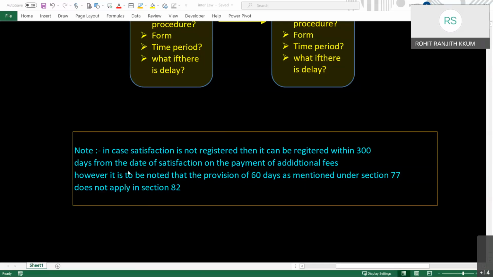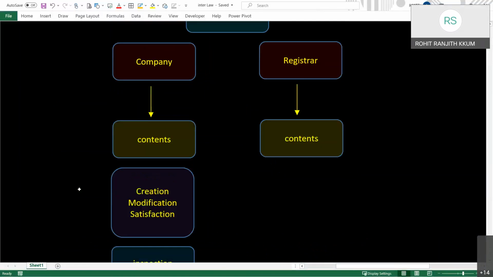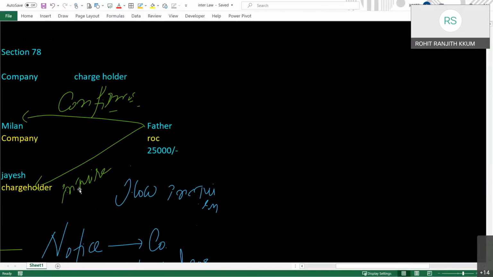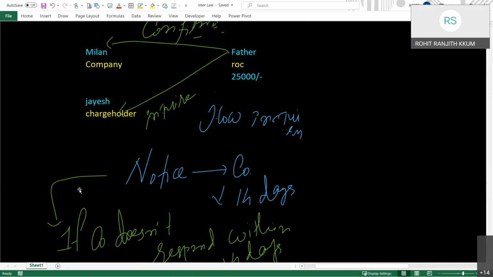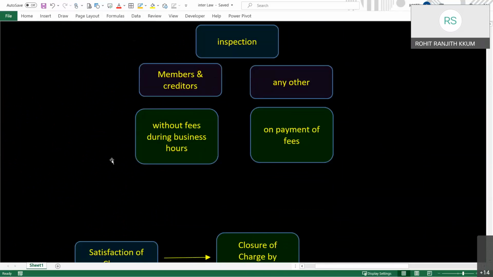Let me remind you what we did in the previous session. All of you remember this particular point. Jayesh goes to the father of Milan and asks for 25,000. But obviously, a smart person will not directly give the money. Before giving the money, the father will inquire about it. So the same thing over here. So you tell me who can go for satisfaction of charge?